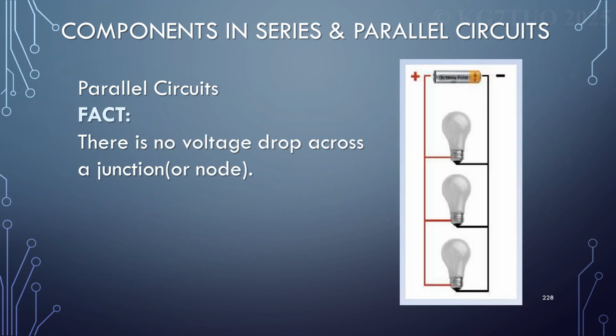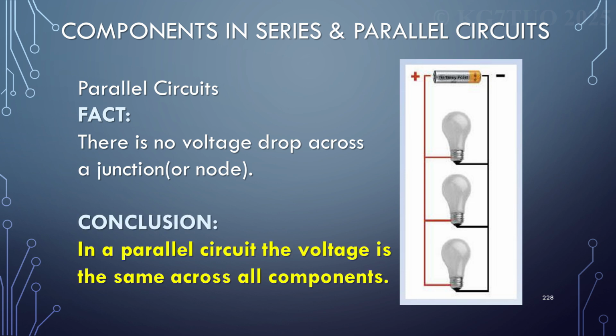Parallel circuits: there is no voltage drop across a junction or node. We've covered this before, but we're just hitting it again. In a parallel circuit, the voltage is the same across all components. And in a DC series circuit, the current is the same through each component. Series is current, parallel is voltage. Okay?